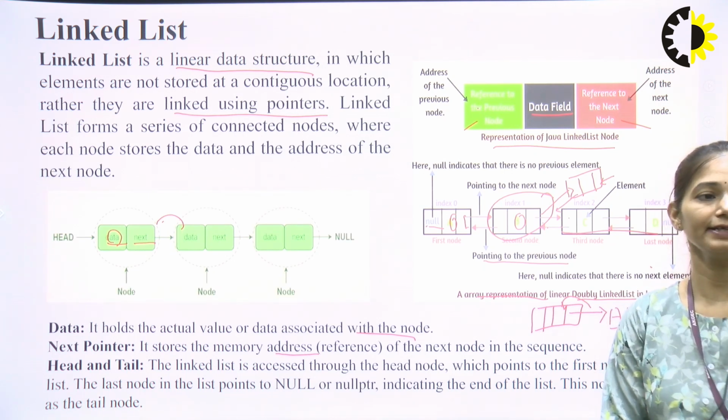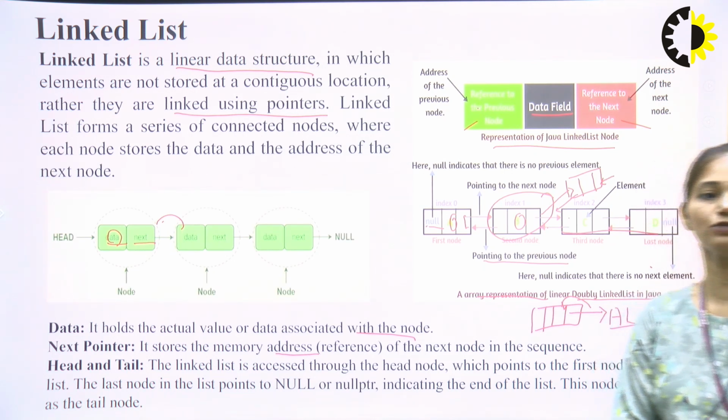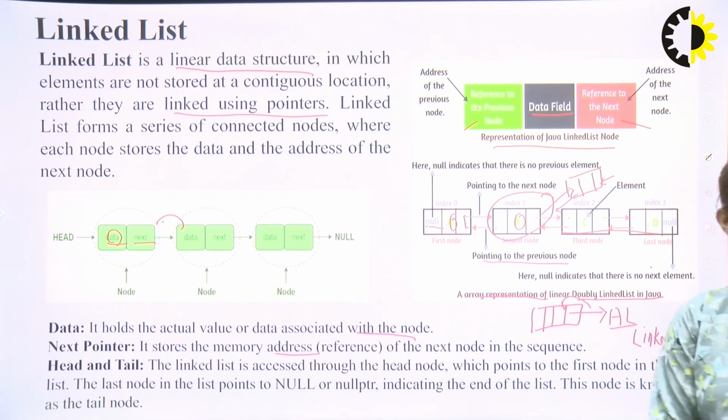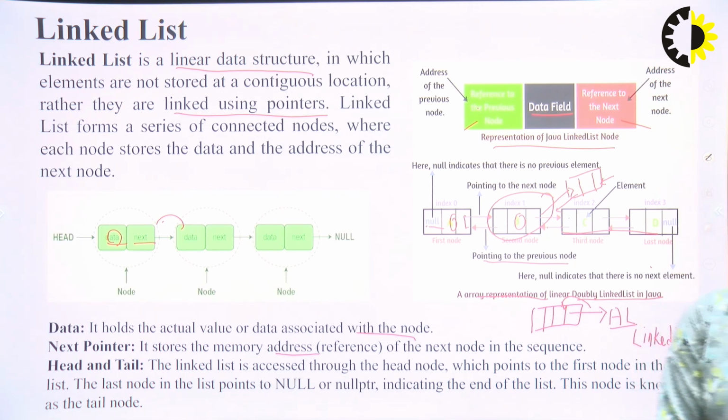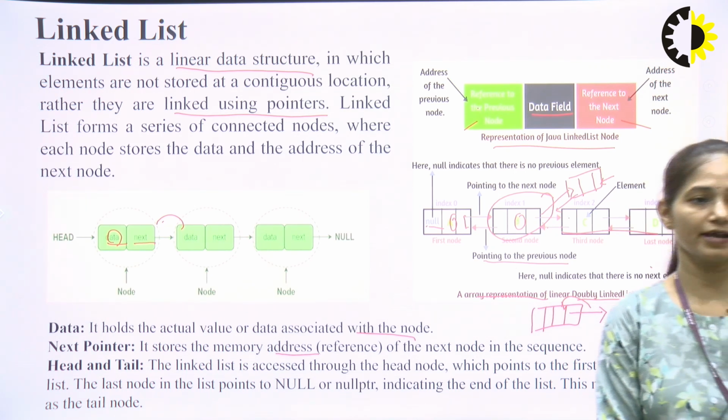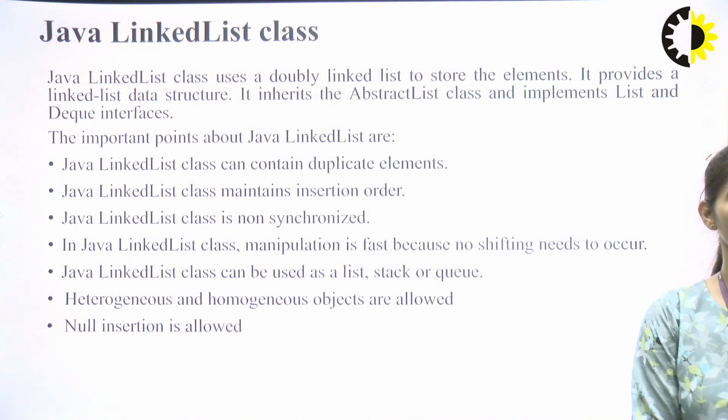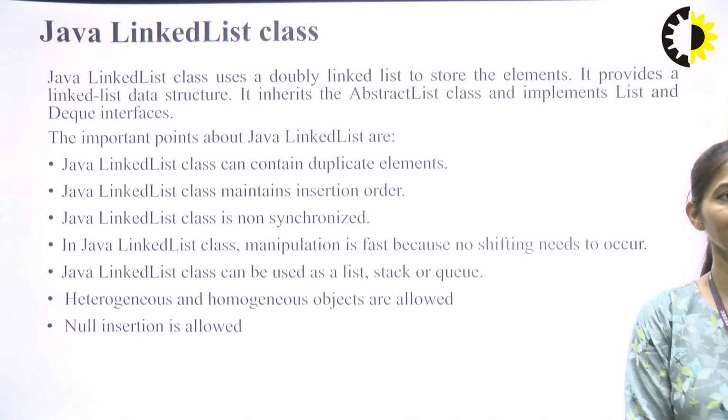Head and tail: the linked list is accessed through the head node, which points to the first node in the list. The last node in the list points to null, indicating the end of the list. This node is known as the tail node. So that will be your first node, and the last node will be there, as head and tail. Now talking about the Java linked list class.